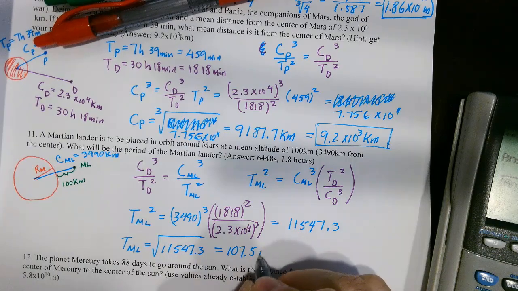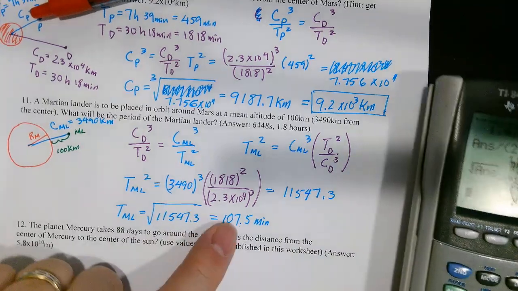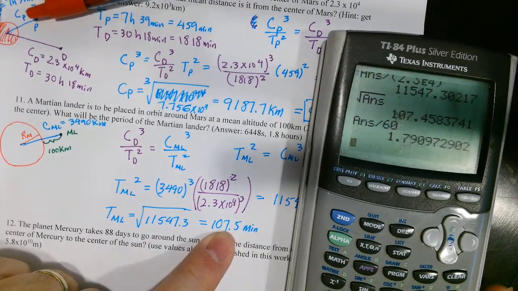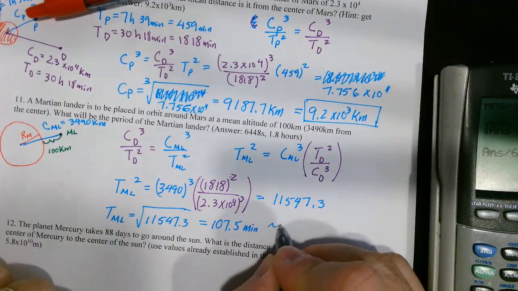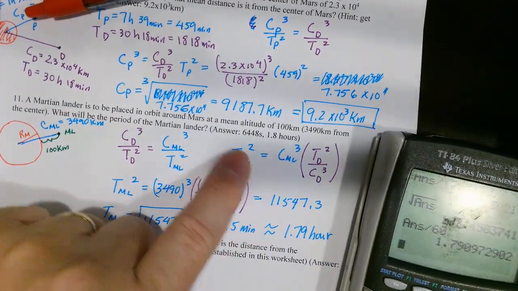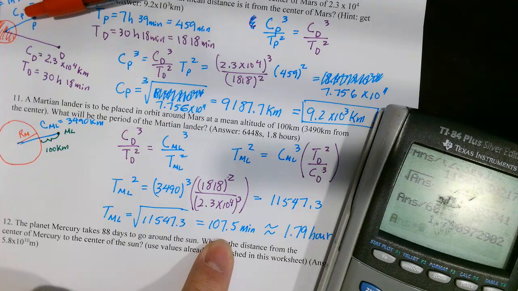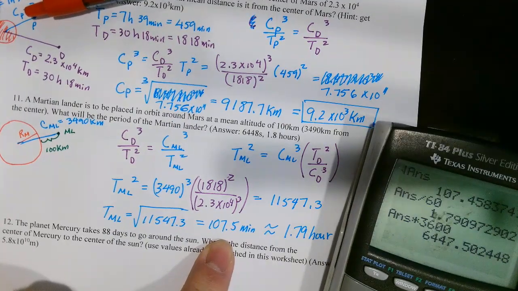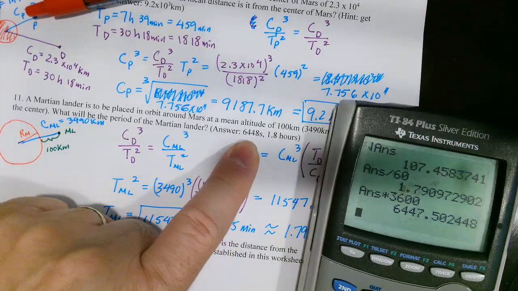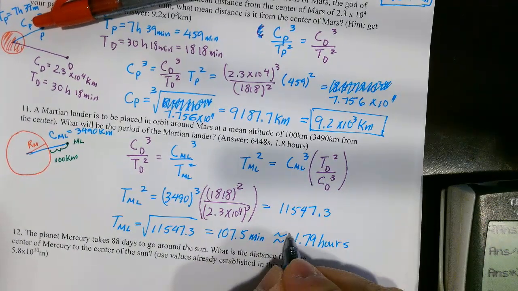So, minutes. If we want to convert that into hours, all we have to do is divide that by 60, right? And you get 1.79 hours. Or if you multiply that by 3,600, then you get seconds, which is 6,447.5 or 4,448 seconds. Same thing. All right?